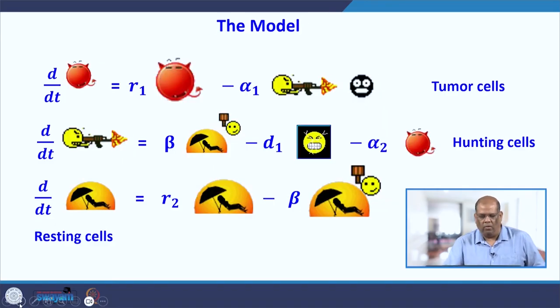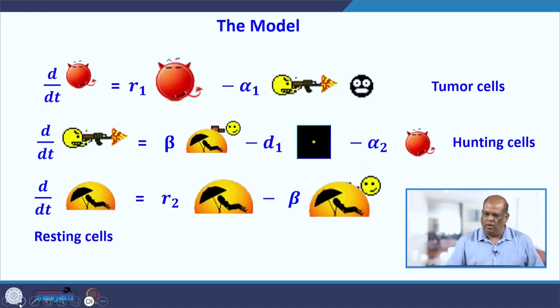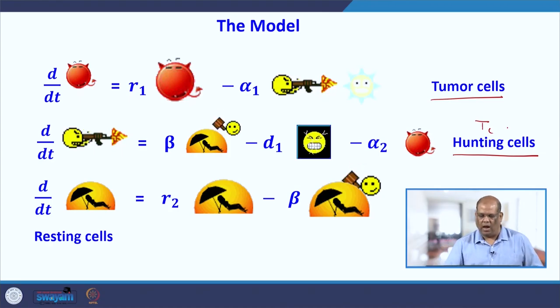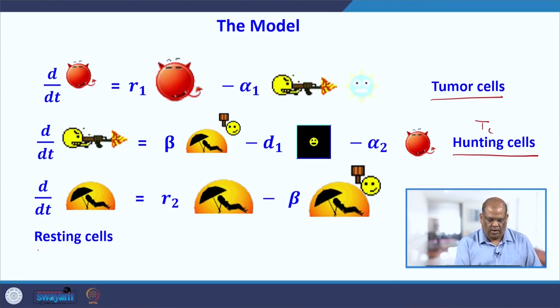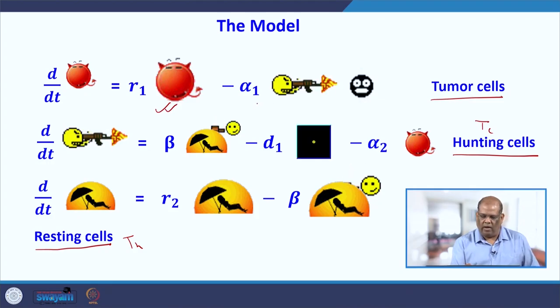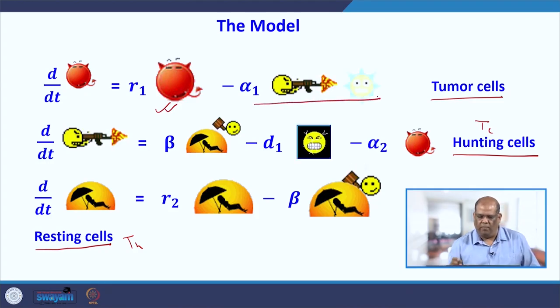Now, let us look into our model. So, this is the tumor cell, this is the TC cell, that is cytotoxic T lymphocyte, which we call the hunting cells, and this is the resting cells, which is the TH cell. This is the growth of the tumor cell, and this is where the cytotoxic T lymphocyte, that is TC cells, kill the tumor cells.